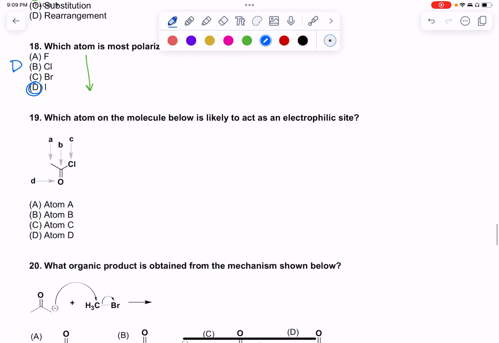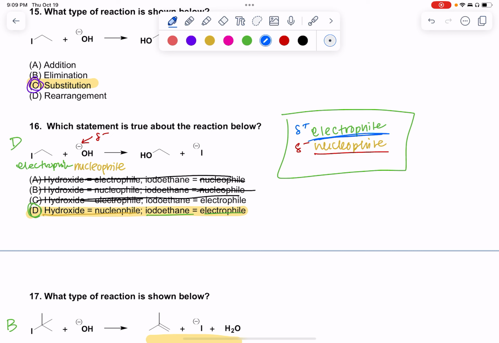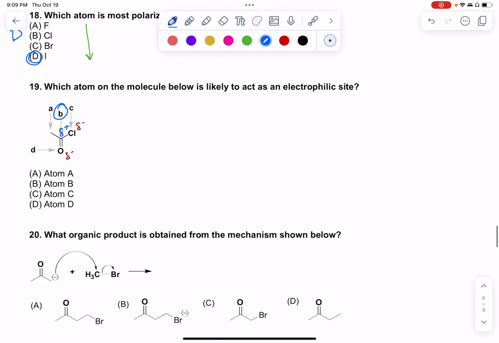Which atom of the molecule is likely to act as an electrophilic site? Okay, this is where I come in with my red and blue and I start marking things. This is negative, this is negative. That means these two things are pulling away from B. B is positive. A is like a methyl group. I don't even know how to mark that, so I'm not going to because I don't need to. I see B is positive. And remember, you go back up to my little note here. Electrophilic blue. What are we looking for? Electrophilic site. Perfect. I know that's B.